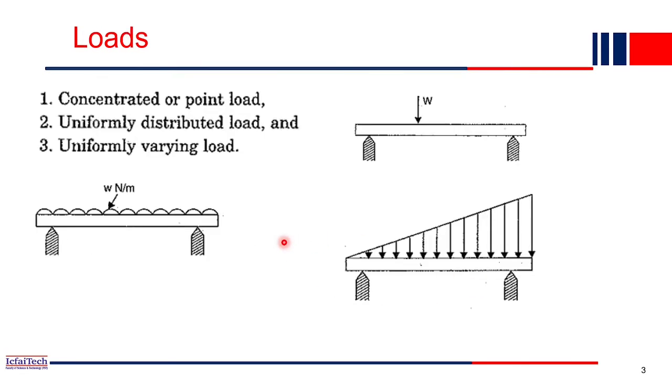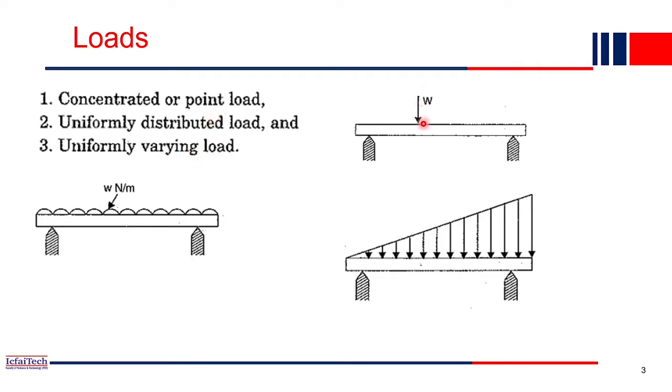Now another important thing is load. We now understand the different types of beams in general, and now the loading patterns. There are broadly three categories of loading. One is concentrated loading, the second is uniformly distributed loading, and the third is uniformly varying loading. These three are again very general types of loading.